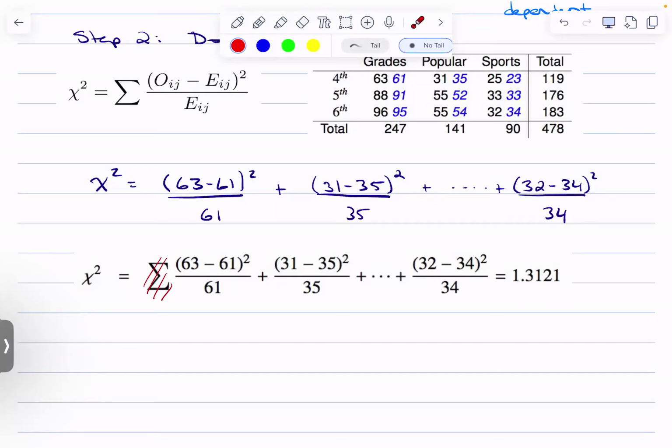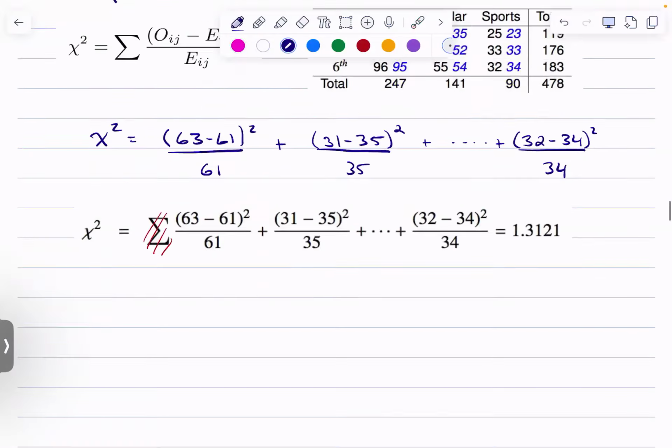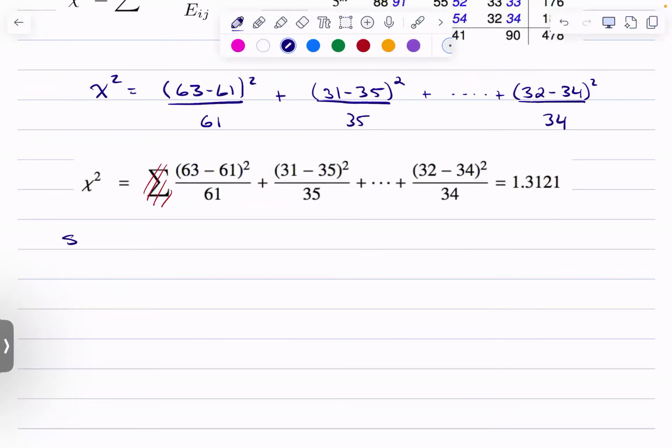And then you just need to know what to do with that, right? What's your conclusion? So once you have your chi-squared, now that is quite small, especially for a chi-squared, but we do need our degrees of freedom in step 3, which is find the p-value or the critical value if you prefer.